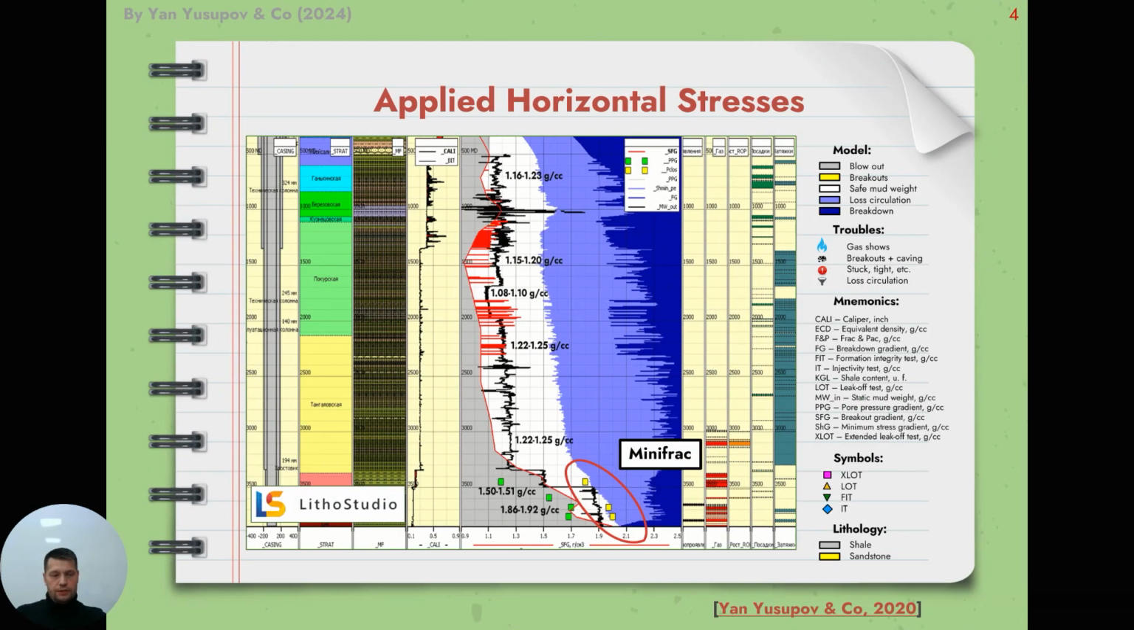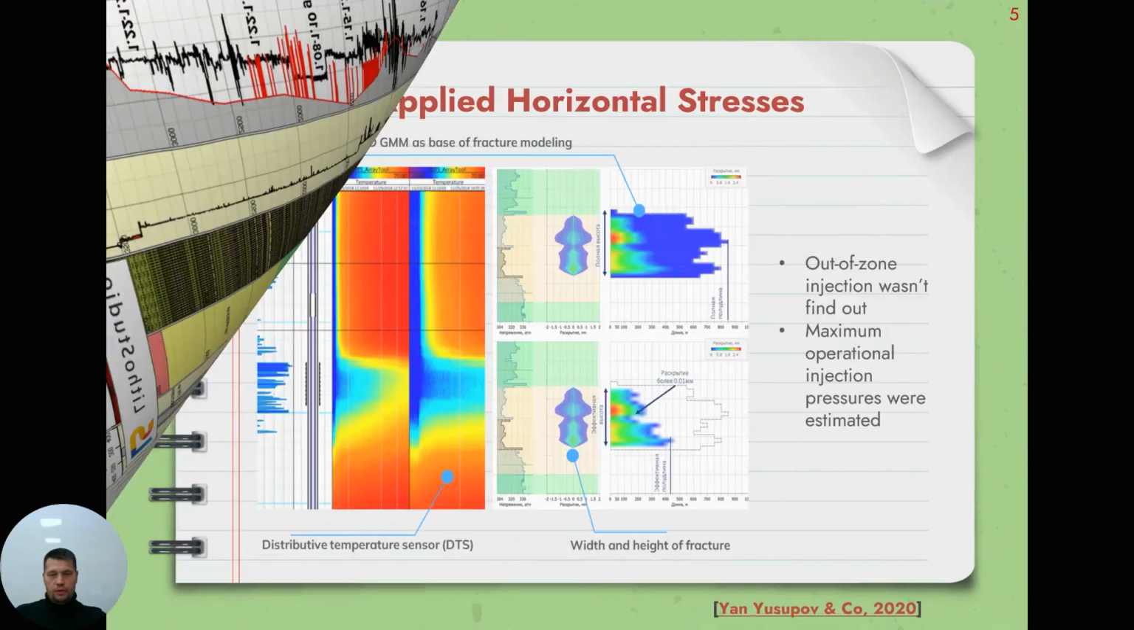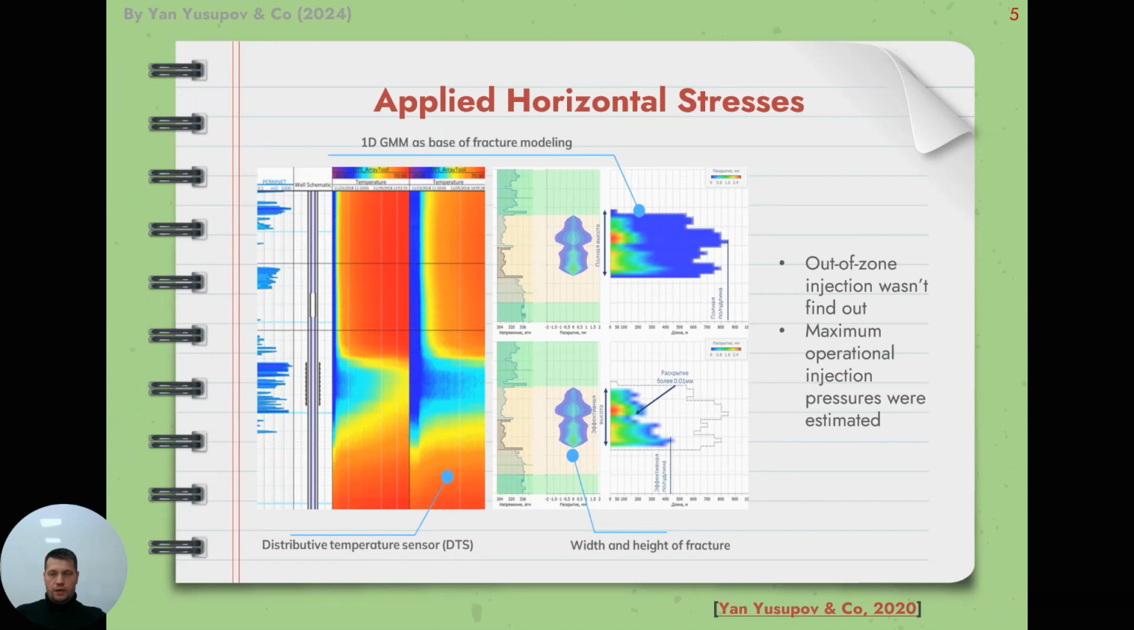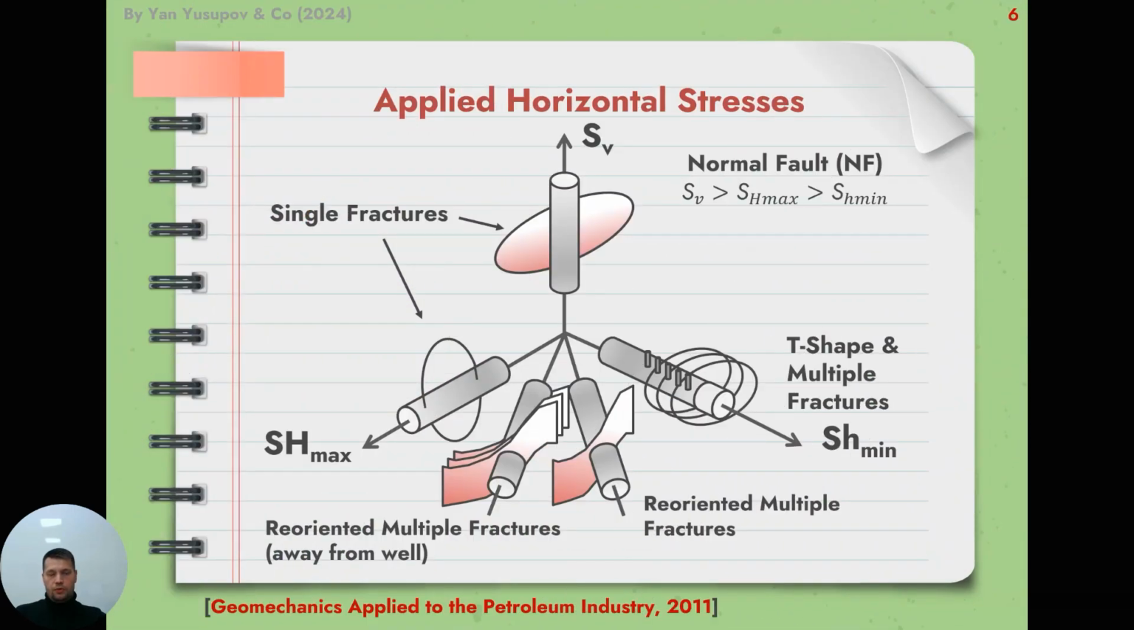Applied horizontal stresses consists of prediction of borehole stability, optimization of well trajectory, safe mud window, hydraulic fracturing design, finding out-of-zone injection, and maximum operational injection pressures. Also, it allows us to find the most optimal angle of horizontal drilling and multiple fracturing.